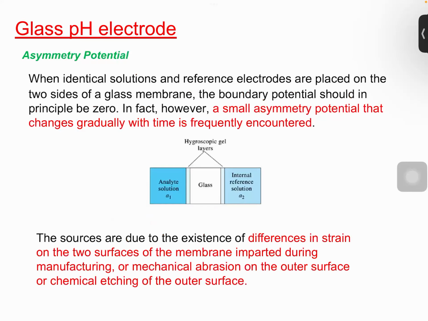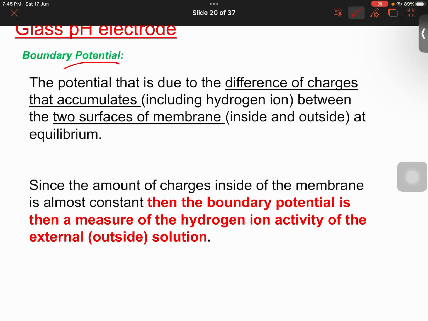The potential, okay, that is generated is due to the difference of charges, meaning the difference of concentration of hydrogen ion, because this is the one that we measure for pH between two surfaces of the membrane. Okay, there is a reference electrode inside the membrane working electrode. Since the amount of charges inside the membrane is almost constant, because we put in a fixed concentration of H plus, the boundary potential is then a measure of the hydrogen ion activity outside.